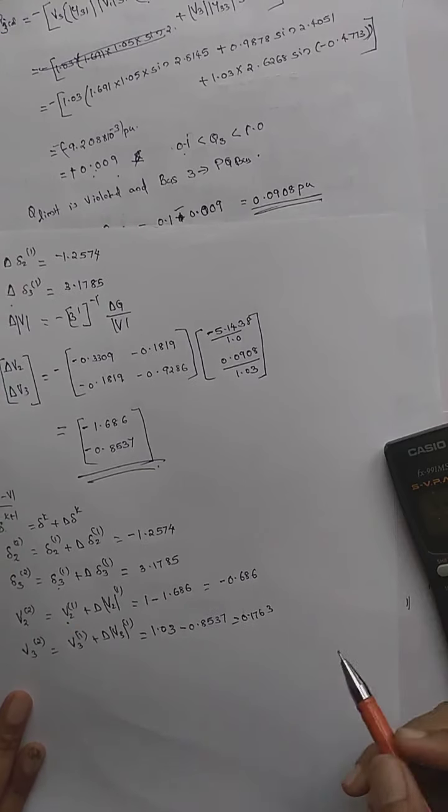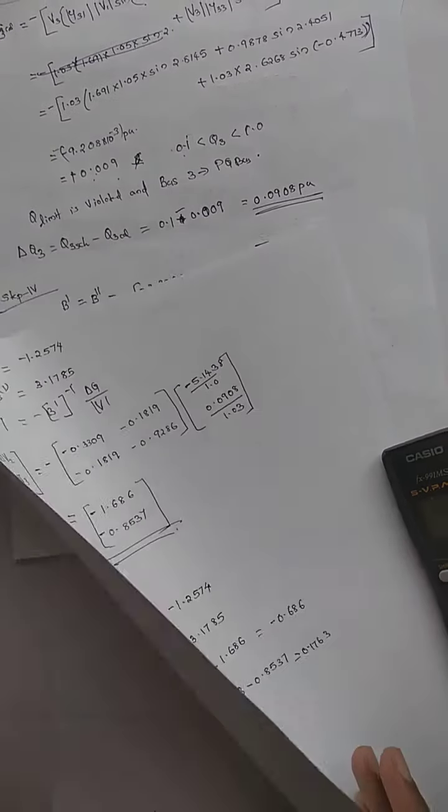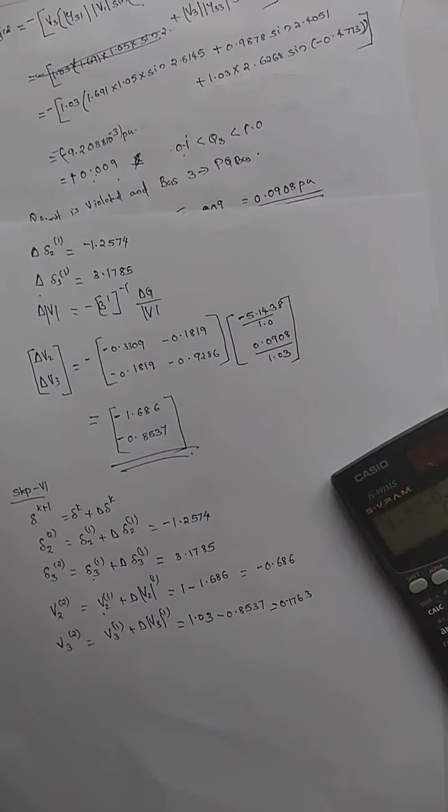Next, we have to continue the same procedure and proceed until the power mismatch values for consecutive iterations are less than or equal to epsilon, or 10 raised to minus 3. I hope you understood the problem, and next we will proceed with our next portions. If there is any doubt, please ask me.